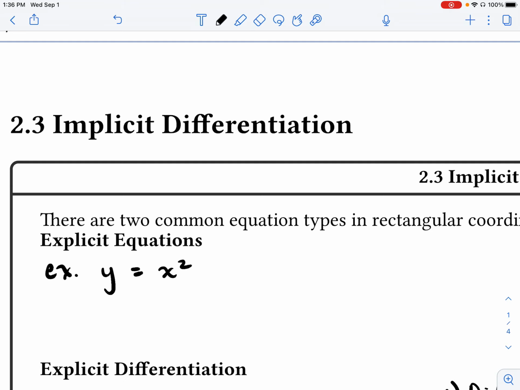We can see that y can be explicitly defined in terms of x. Y is whatever x is squared. Or if I said something like y is equal to x plus 1, for example, y again is explicitly defined in terms of x. I can also write this as x is equal to y minus 1. In this case now, x is explicitly defined or expressed in terms of the other. So this is what we call an explicit equation. And this is primarily the type of equation that we have worked with thus far in our math careers.